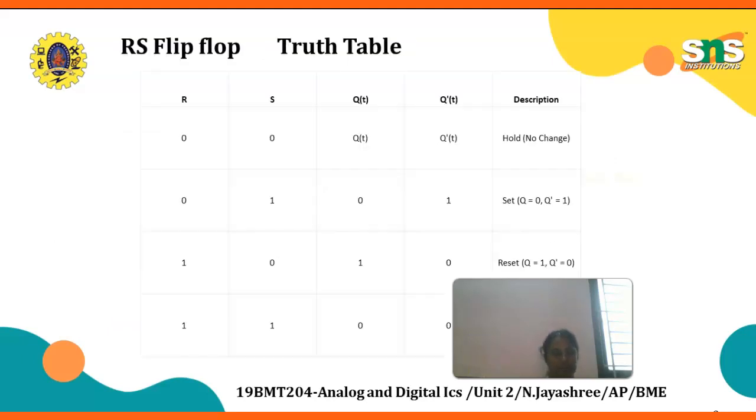This is the truth table for the RS flip-flop. The first two columns indicate the inputs R and S, the next two columns indicate the Q and Q bar outputs, and the last column indicates the description.